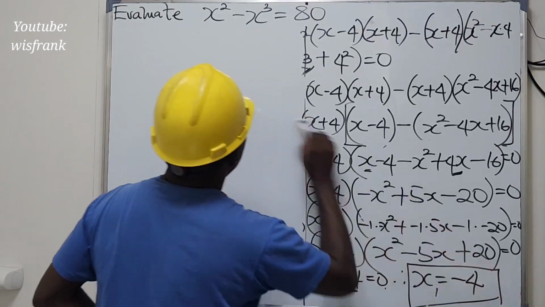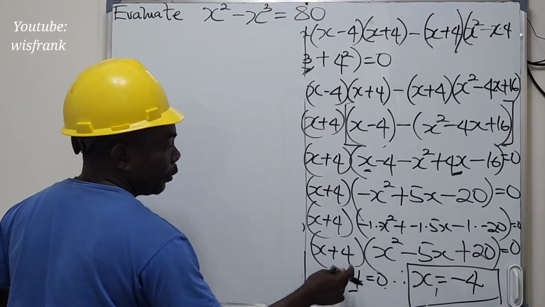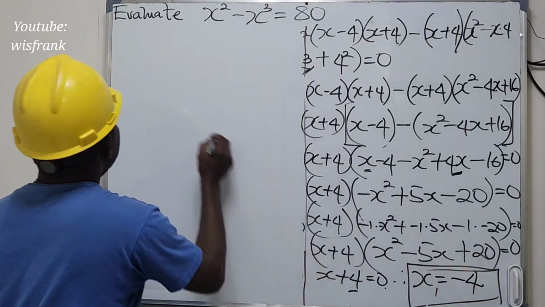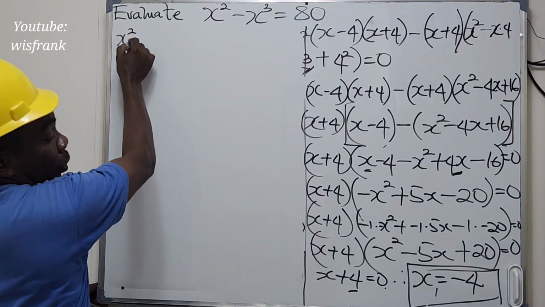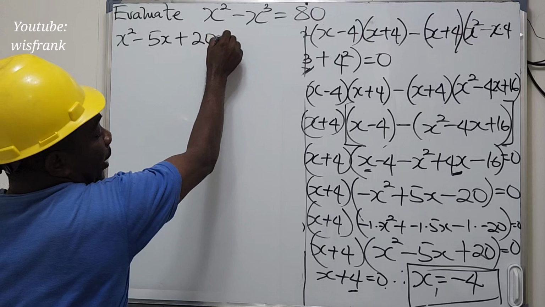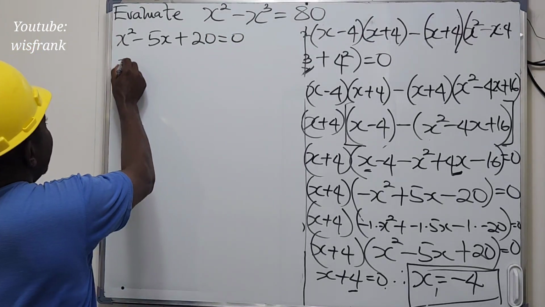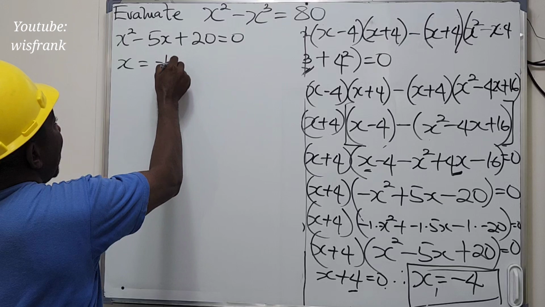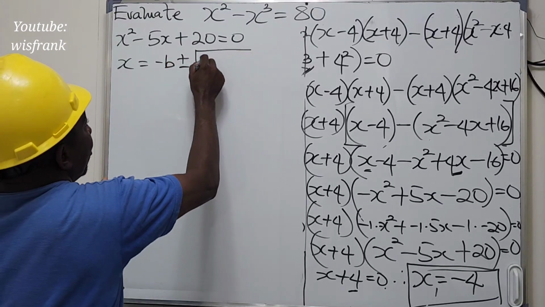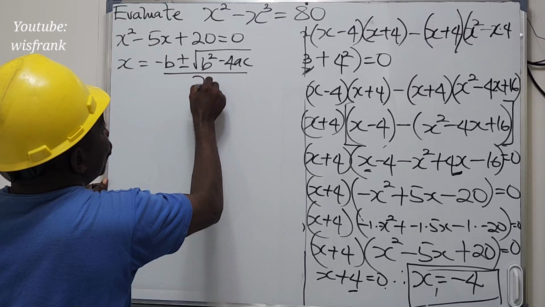So we need to clean this. As we have the first value of x as minus 4, we are going to take this, which is x to the power of 2 minus 5x plus 20 equals to 0. As we said before, we are going to use the quadratic formula, which is in the form x equals to minus b plus or minus square root of b to the power of 2 minus 4ac all over 2a.